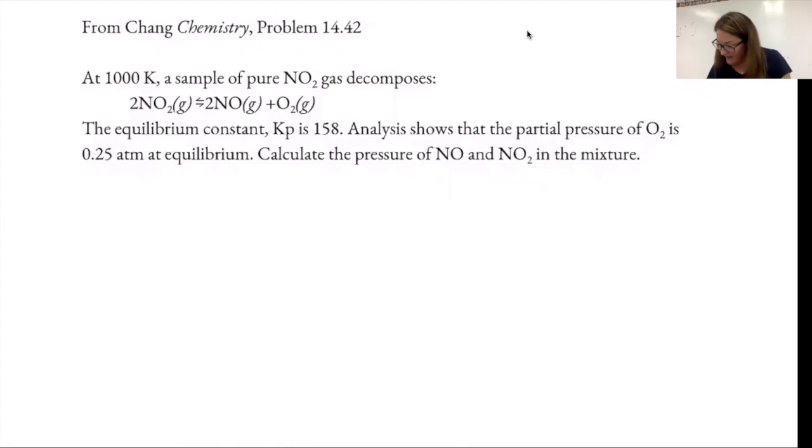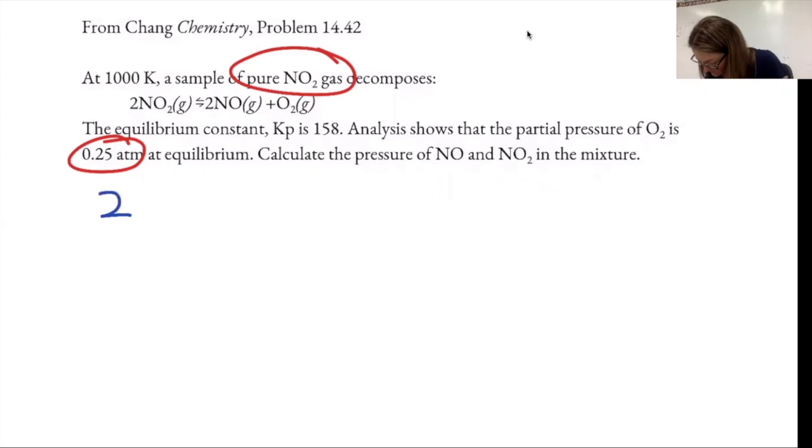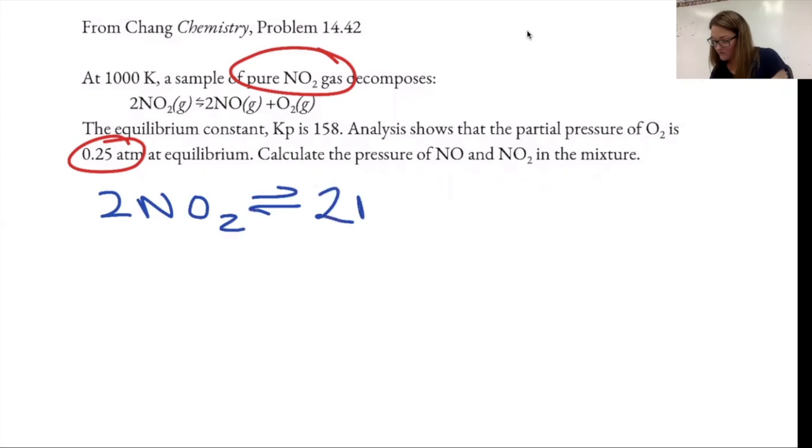So I am told that we have a pure amount that's put in. So this implies an initial value. If I have initial and I have equilibrium, this is a situation where I want to use an ICE chart. So I'm going to start by writing the reaction so that I can fill stuff in under it. 2NO2 is in equilibrium with 2NO plus O2.